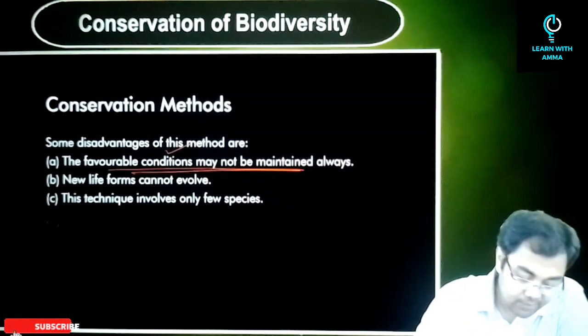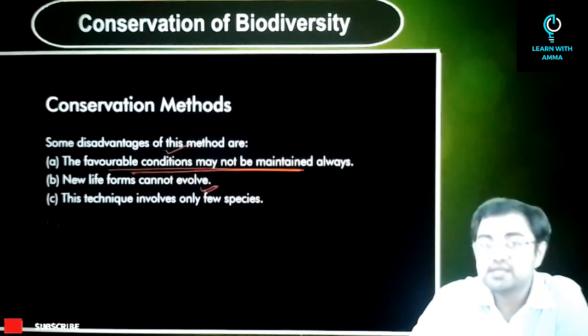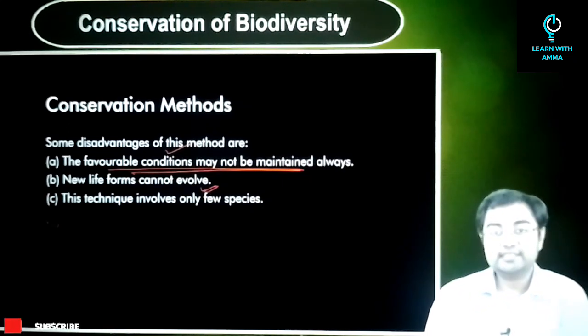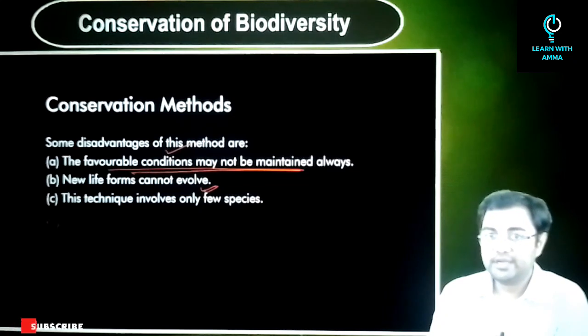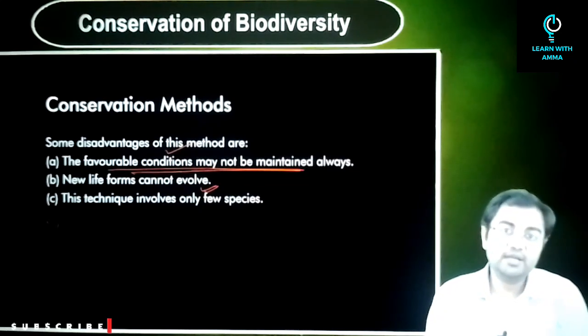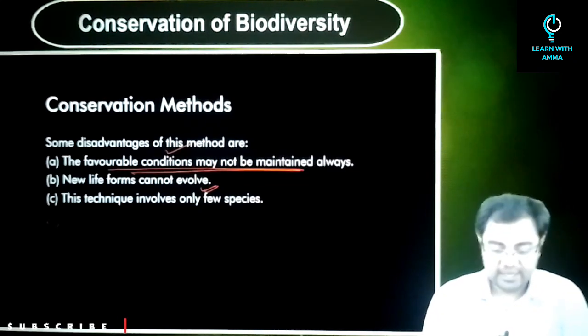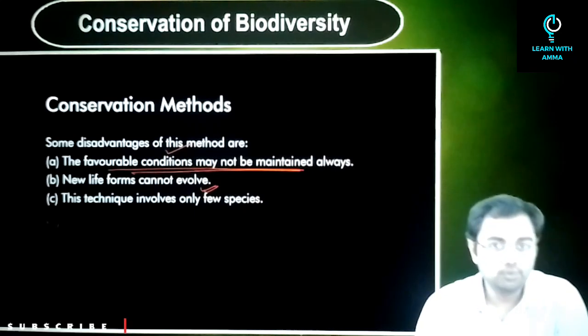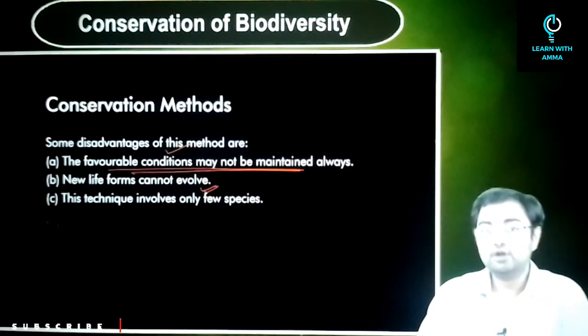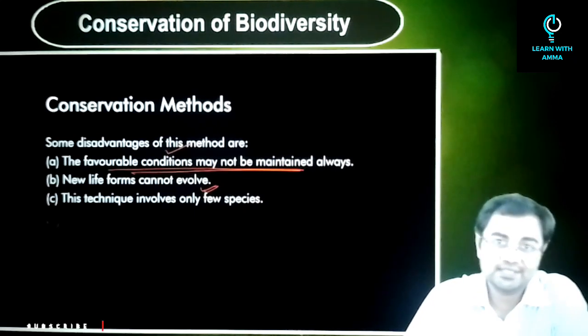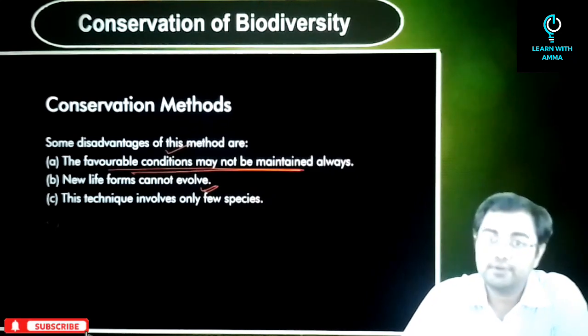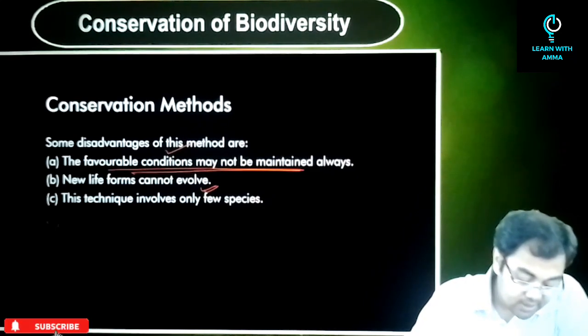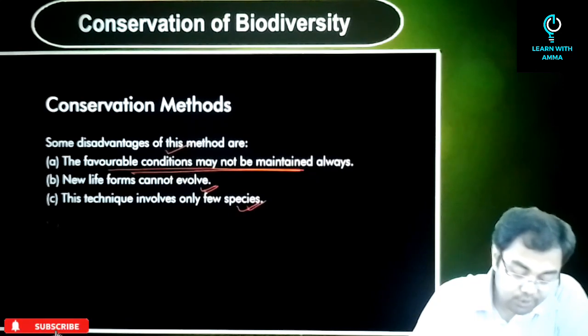Then after that, new life forms cannot evolve, of course, because there is no genetic breathing space that we are providing to these species. They are being bred in captivity, we are trying to maintain everything, we are monitoring each and every move, and thus we are not providing the natural setting that is required for a greater biodiversity to happen.